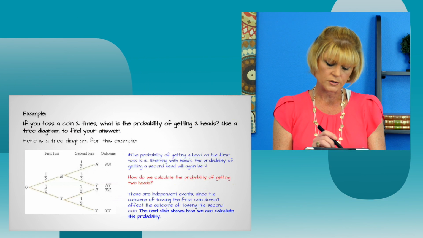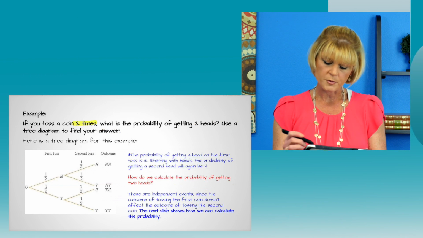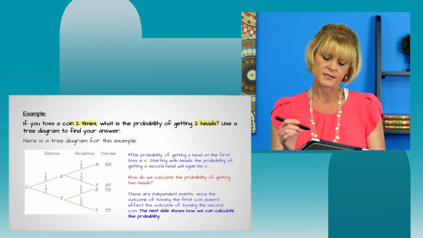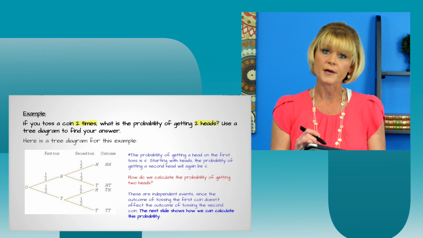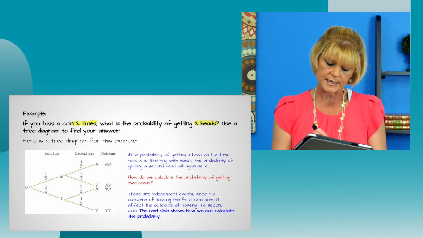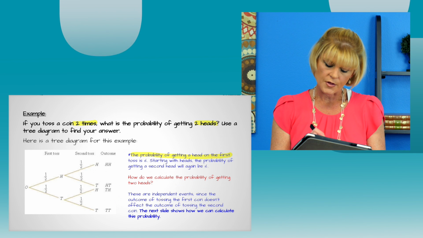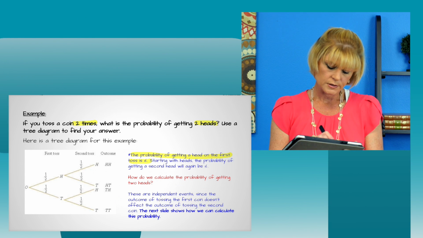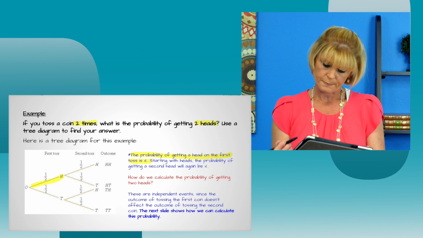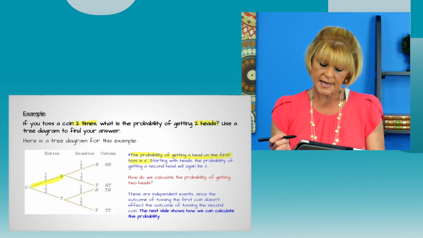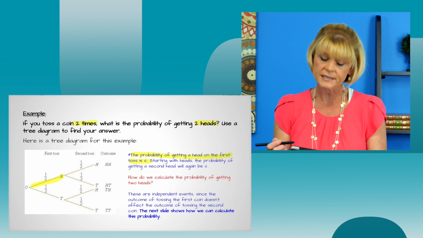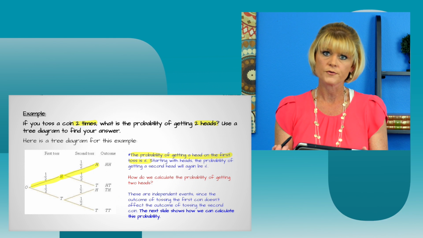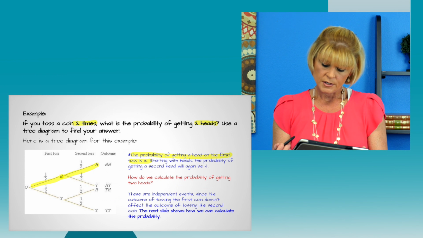Here's our question again. If you toss a coin 2 times, what's the probability of getting 2 heads? So here's the tree diagram for this example. I'm just going to start by reading the blue notes that you see here on the side. It says the probability of getting a head on the first toss is 1 out of 2, or 1/2. See it going up to the H there. Okay, so starting with heads, the probability of getting a second head again would be 1 out of 4, because we have 1 over 2 times 1 over 2.